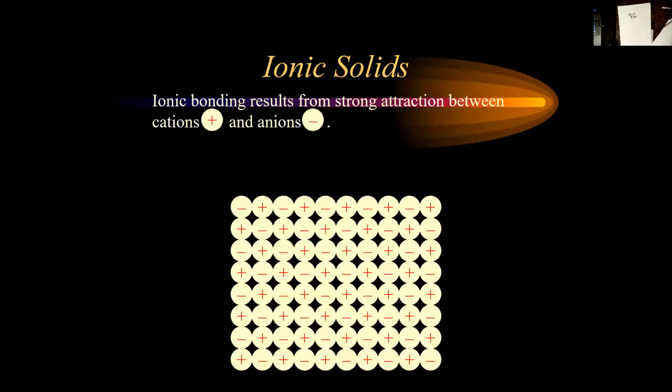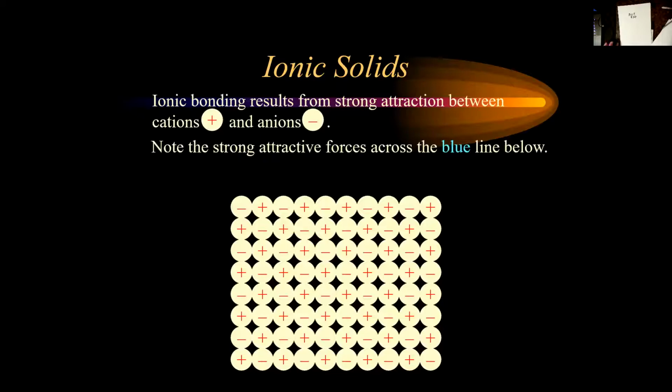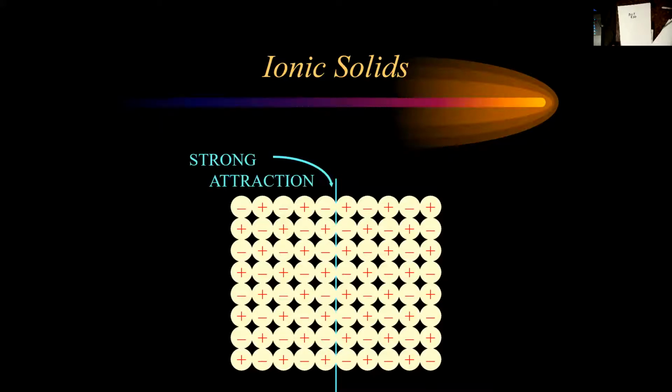We would say this has a coordination number of 6. There's 6 things attached to each particle inside that three-dimensional structure. Now look at this line separating that. I can imagine this line going right down through the crystal. What do you see? You see a negative ion on this side, a positive on this one, a negative here, a positive here. The ions right on either side of that line are oppositely charged. So there would be strong attraction.